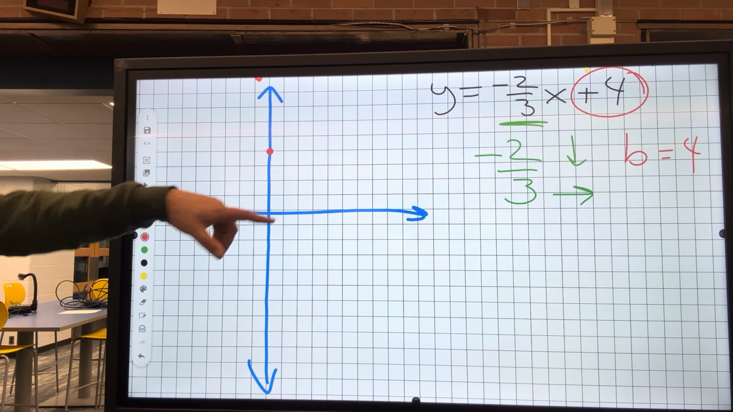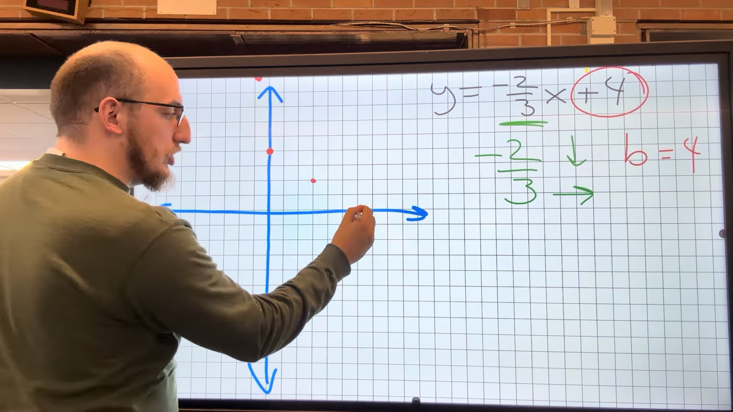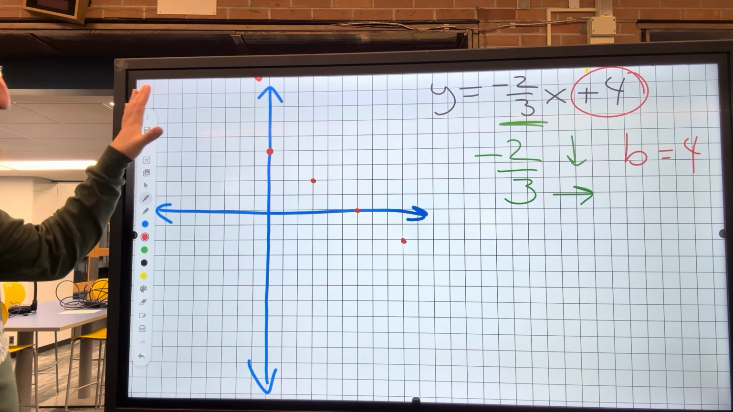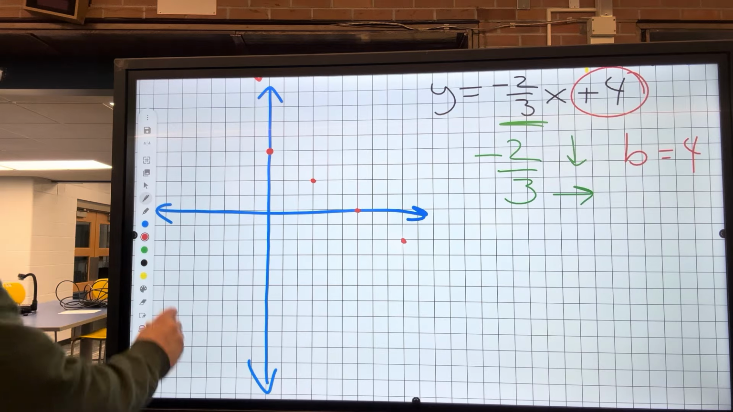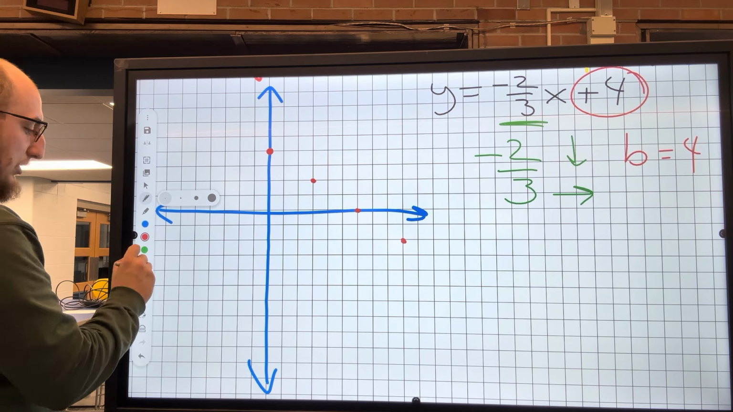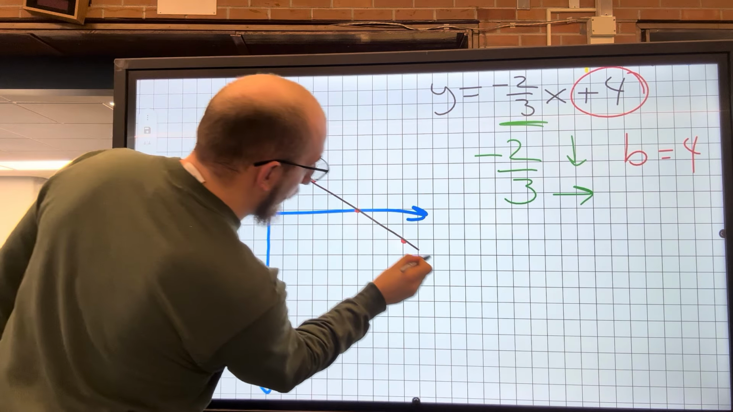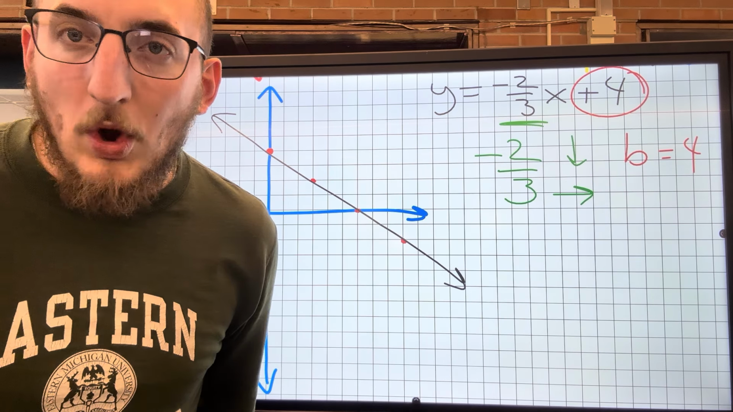Now, our slope is -2/3. So I'm going to go down 2/3, down 2/3, down 2/3. And see how that's much cleaner? It hits exactly on cross points, and it's much cleaner. And if I draw my line, my black line through it, boom, boom, boom. That is a much cleaner line, and I just did that in 1 minute.